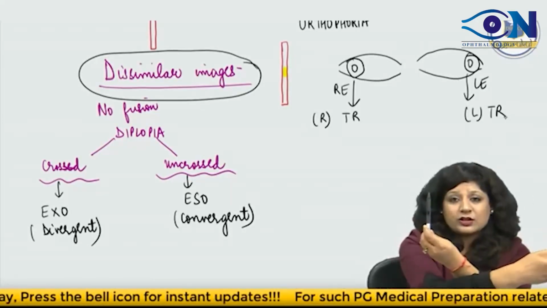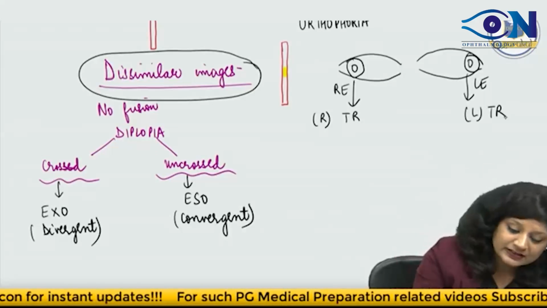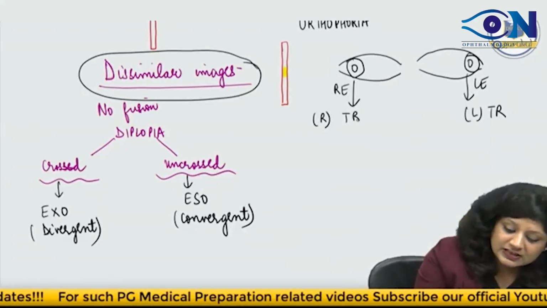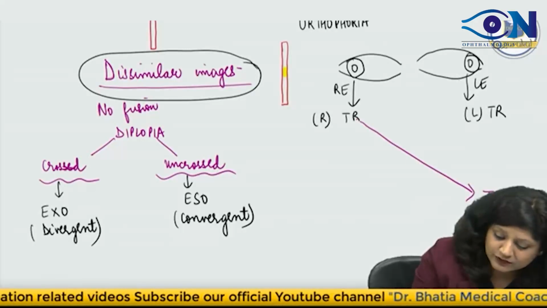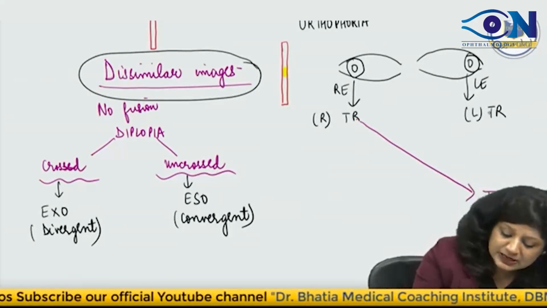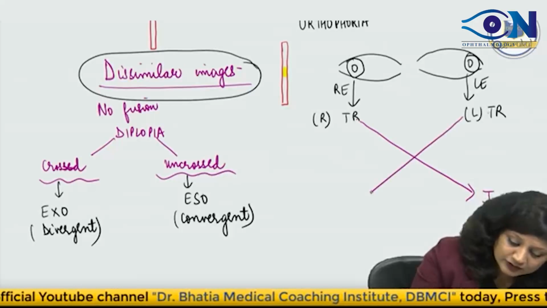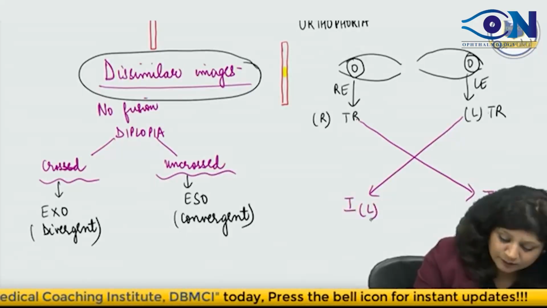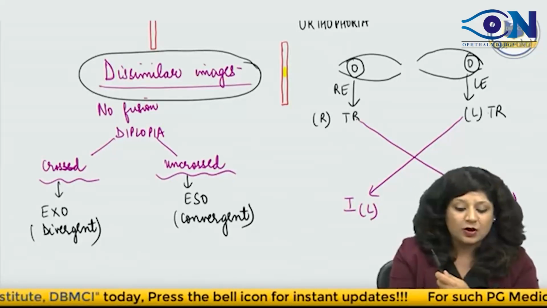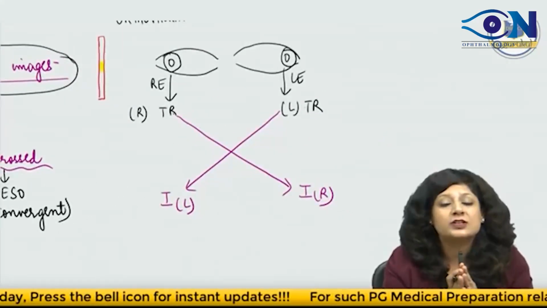My hands have crossed now. So similarly, you can see it here also. This temporal retina will cast the image on the nasal side. So image of the right eye here, while this temporal retina will cast the image on the nasal field here. So image of the left eye is formed here. So there is crossing of the images. This is called crossed diplopia.